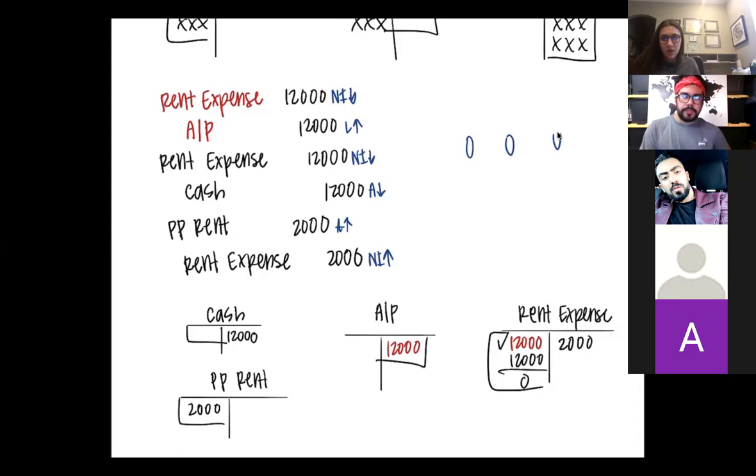Okay. Is this one of those unusual journal entries? Yes. You never really credit rent expense unless you expense all of it and then need to unexpense it.